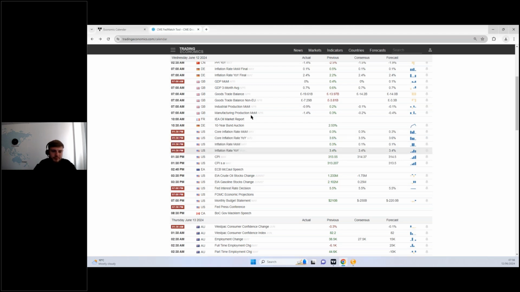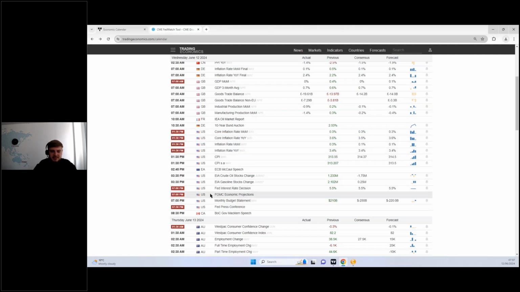So if these inflation prints come in line with consensus, we can trust these economic projections more, right? If inflation beats or misses consensus, we don't have as much trust in these economic projections because they were made before that beat or miss, right? So if this comes in and beats consensus, maybe the economic projections will need to be updated slightly, right? And then you're kind of relying on the press conference to give forward guidance, right?